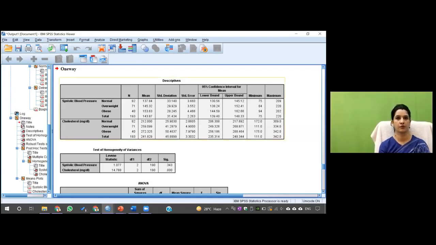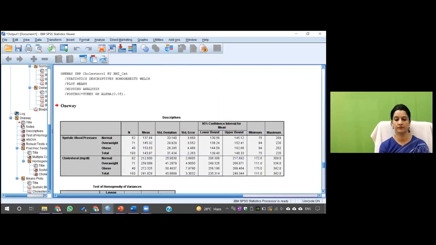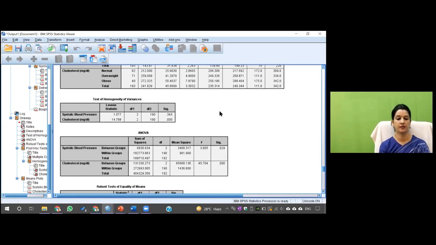So now just focus for a few minutes here in the output. In the output, you can see this is the sample size, this is the mean, this is the standard deviation, and then if you come to the equality of variance, here you can see the value of Levene statistics. So Levene statistics, the significance is 0.343 for systolic blood pressure. So that means equality of variance is assumed because the p-value is more than 0.05.